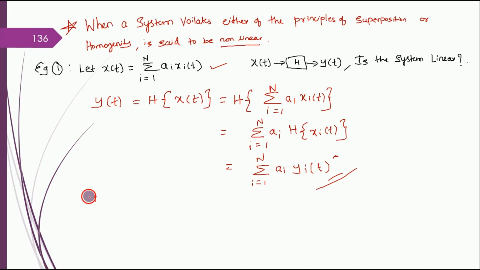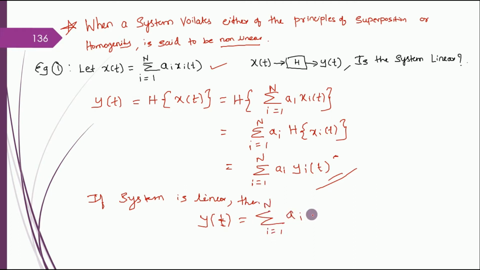So if a system is linear, then it should hold that y of t is equal to summation i equals 1 to n of a_i y_i of t. So this is a condition for a system to be linear, mathematically.